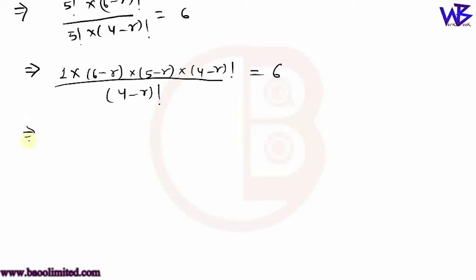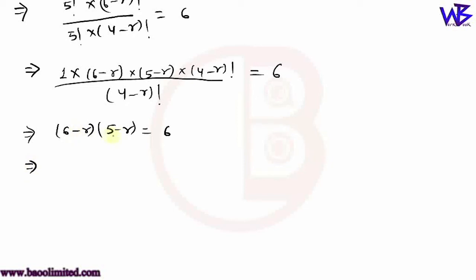So you see, again there is one common term, (4 minus r) factorial. It is being multiplied on both sides of the fraction. These terms will get cancelled out. Finally, on the LHS, we'll have (6 minus r) multiplied by (5 minus r). RHS is 6.